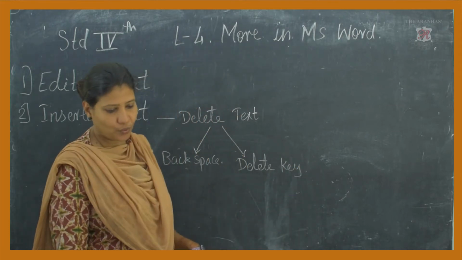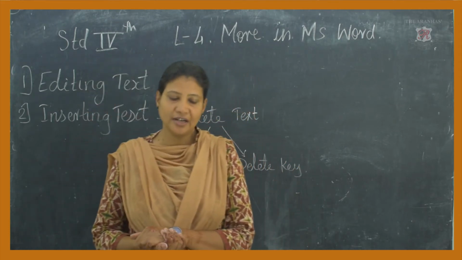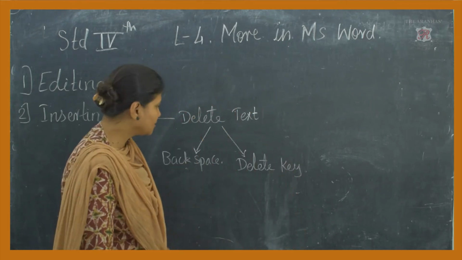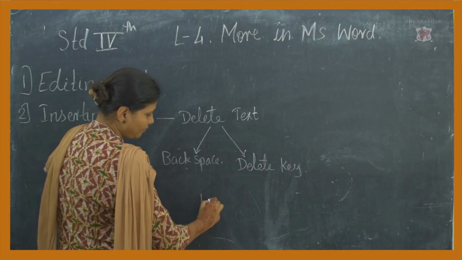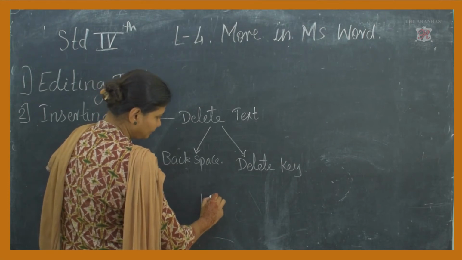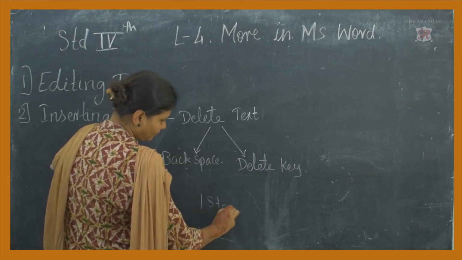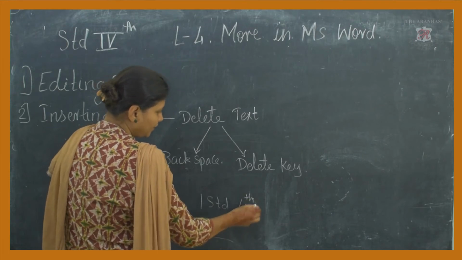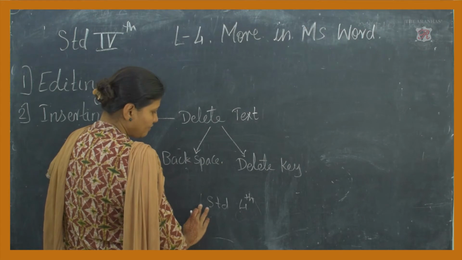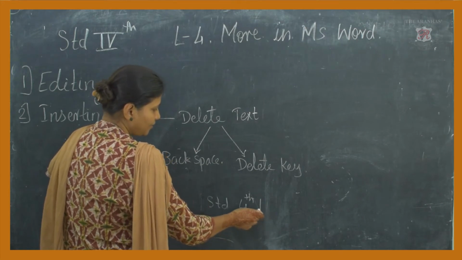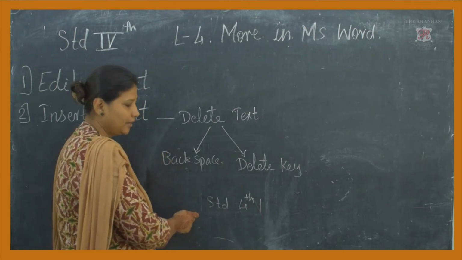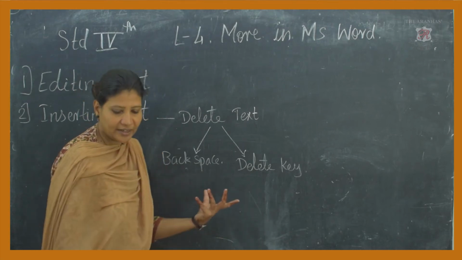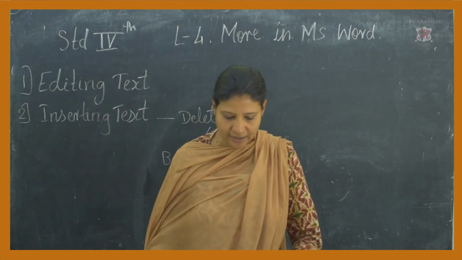There are two keys which are used for deleting. If the cursor is over here and you have typed something, and now you want to delete this word, you just have to take the cursor over here and press the backspace key, and that will be deleted. Directly, you can also select that word and delete it.